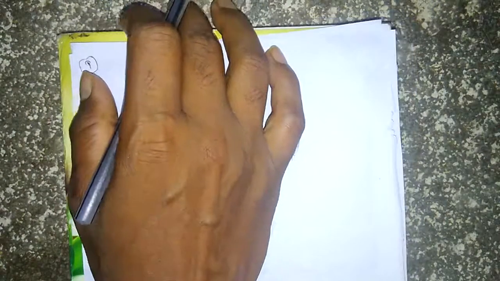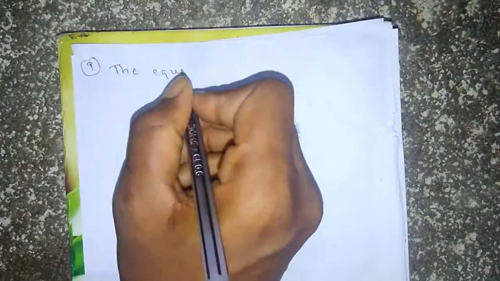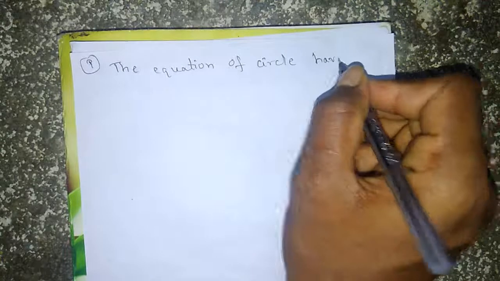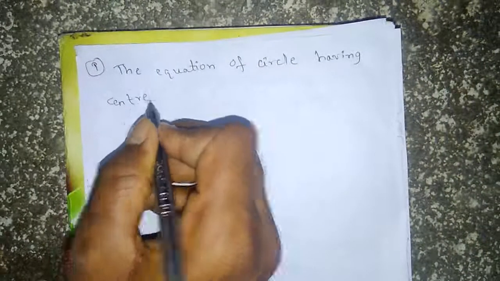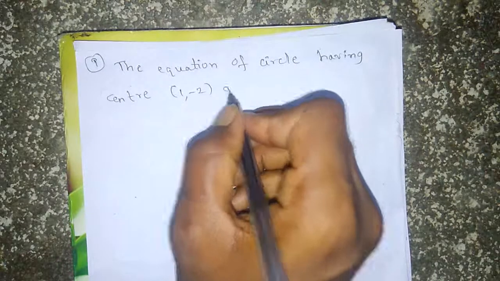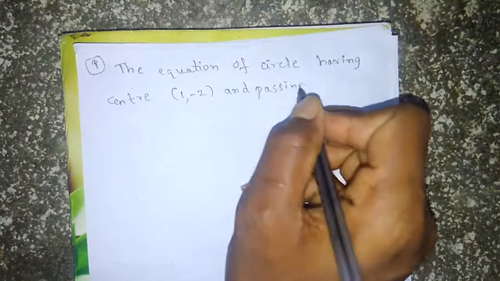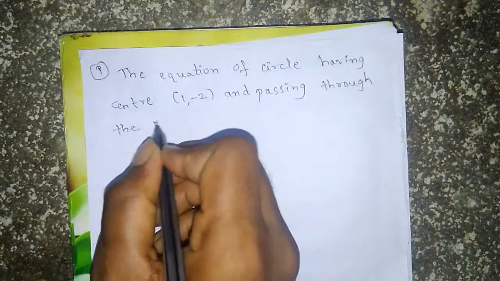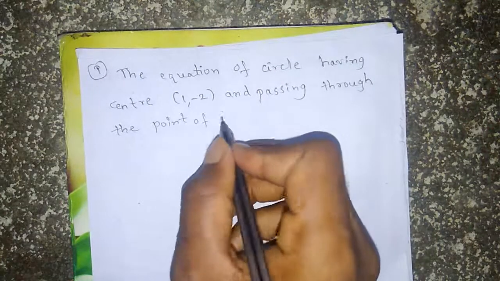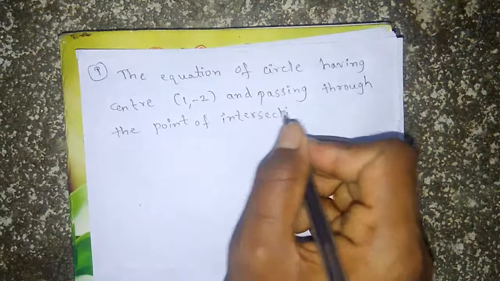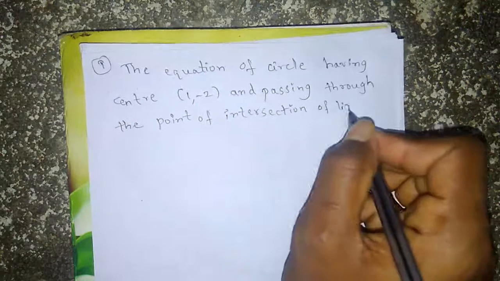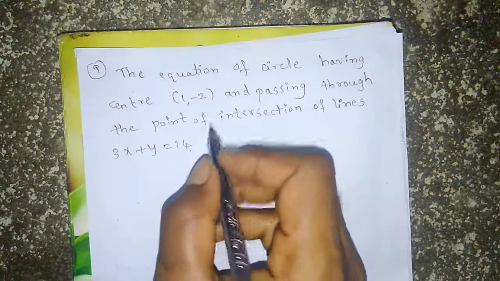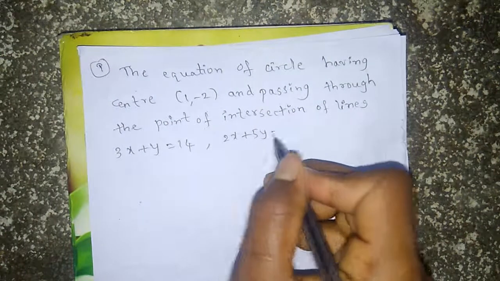Our next problem is, find the equation of the circle having center (1, -2) and passing through the point of intersection of the lines 3x + y = 14, 2x + 5y = 18.